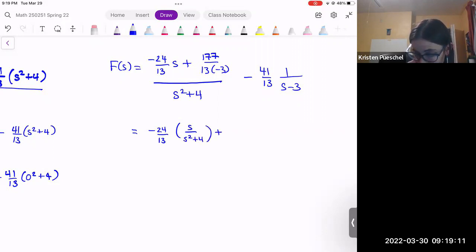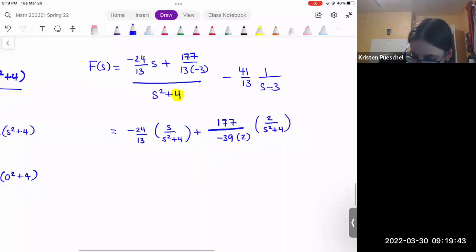All right. For this other term here, notice that we've got s squared plus 4. So the numerator we're seeking is a 2. So I'm going to put a 2 on top. This 177 over -39, we can just pull out front. And then we're also going to be dividing through by this factor of 2. Okay. All right. And then we had this -41 over 13 times 1 over s minus 3.